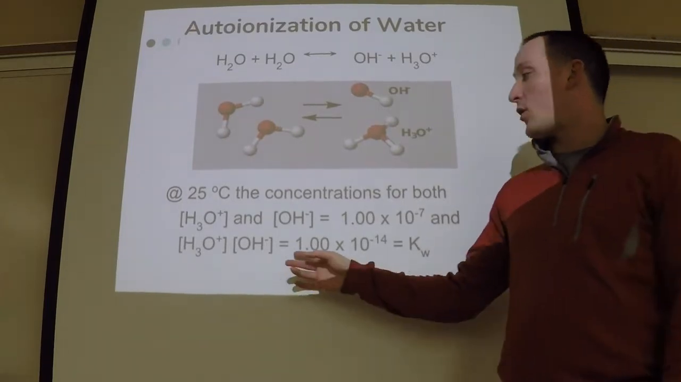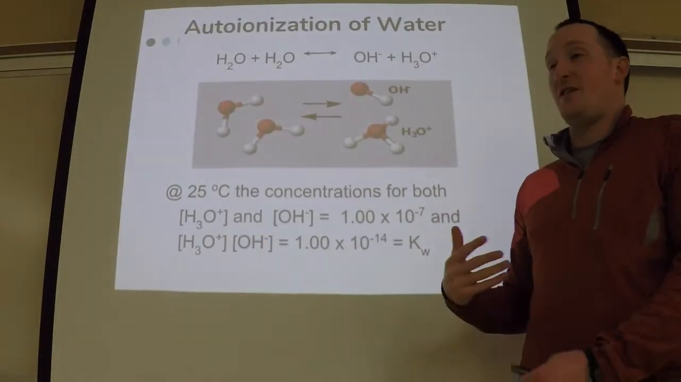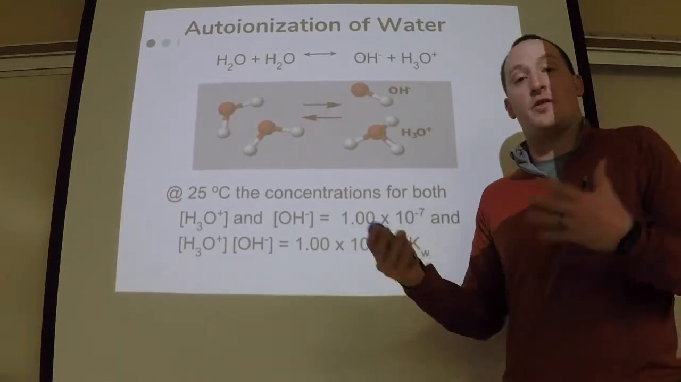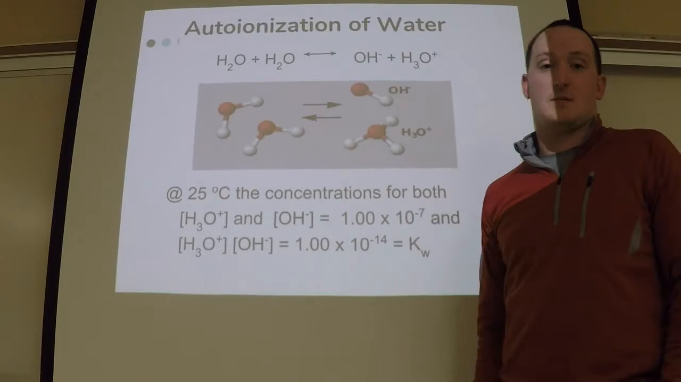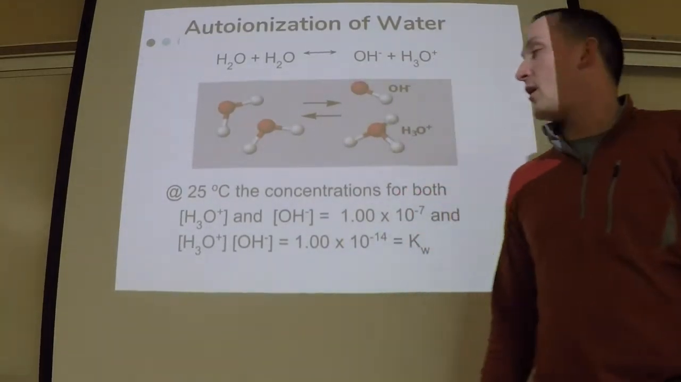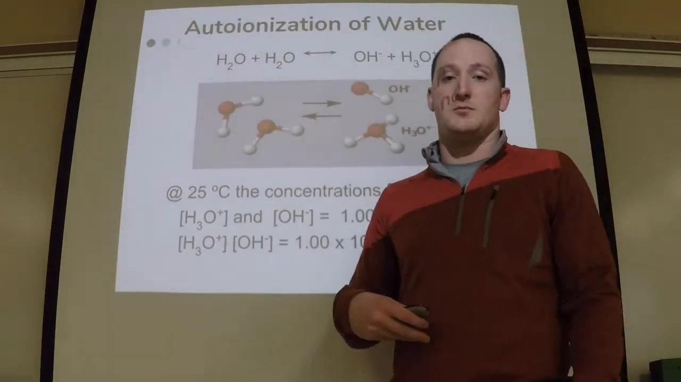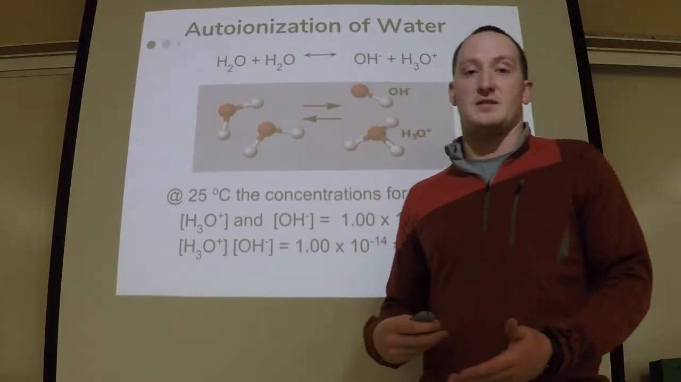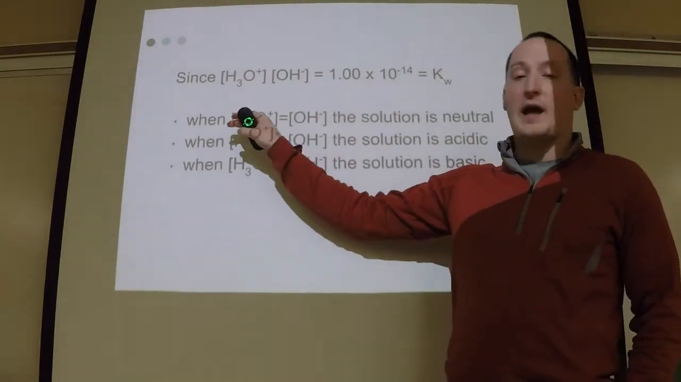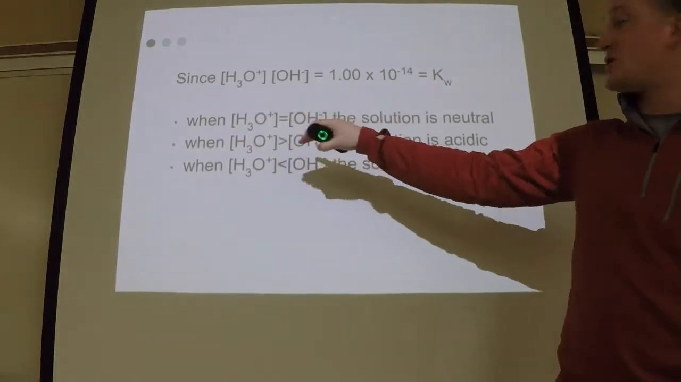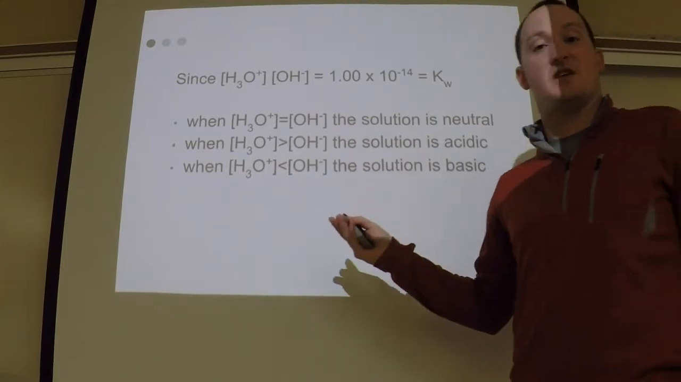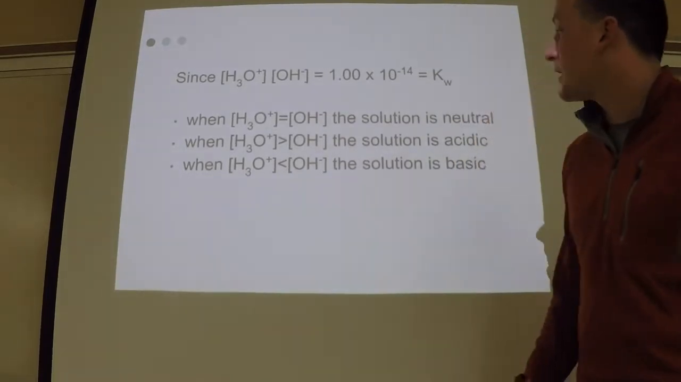Now, there's a number that is associated with that, and we call it Kw. Kw stands for, I would say, equilibrium constant, or a number that is associated with how much water does this. The only reason you need to know this is because we're getting ready to talk about how we calculate pH and pOH, and also H plus and OH minus concentrations. So, when our H3O plus and our OH minus concentrations are equal to each other, we call that solution neutral, or we would say it has a pH of 7. That might be the thing that you're most familiar with.